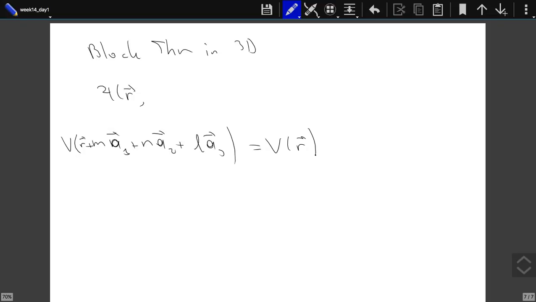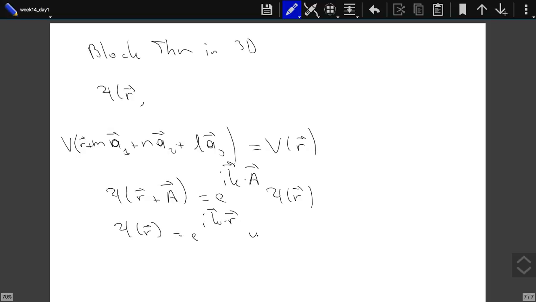Then the Bloch theorem is basically the same. It just tells you that if you translate your wave function by one of these vectors, let's say A, then it picks up a factor e to the power i k dot A times psi of r. This time k will be a three-dimensional object. And this basically tells us that this wave function is equal to e to the power i k dot r times u of r, where u is periodic and this k can take any value and you will still get the band structure. But of course it becomes more complicated.